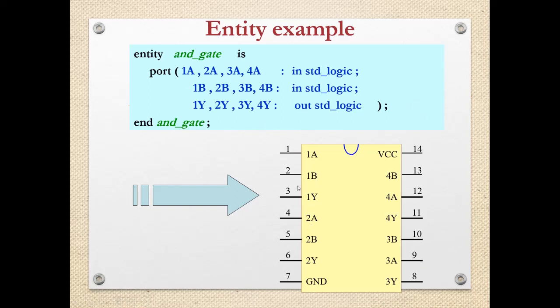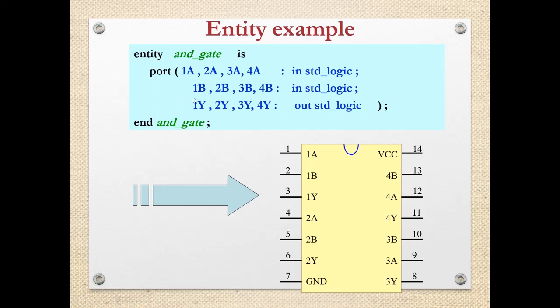So this is the block diagram, and these are the inputs and these are the outputs. So this 1A, 1B, 1Y, all these are inputs. So this A type are combined. So if multiple similar types are there, we can combine them and we can separate it by using comma, like 1A, 2A, 3A, 4A, and the type is in, mode is in, and the type is STD logic.